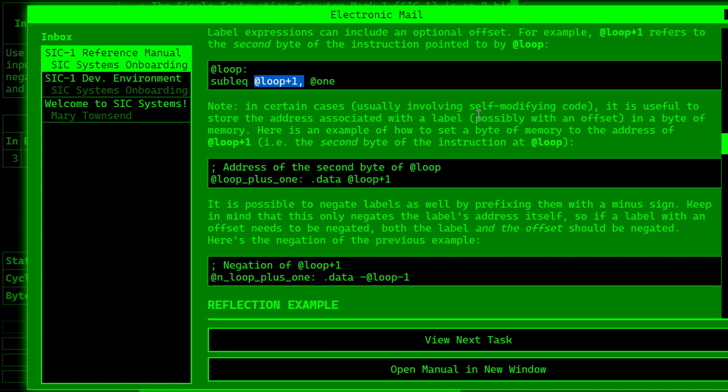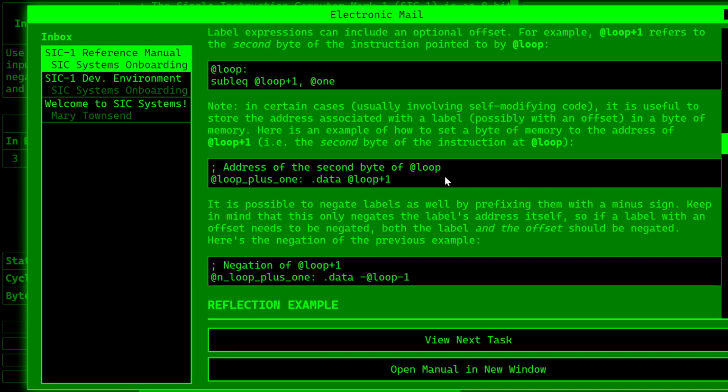Usually involving self-modifying code, it is useful to store the address associated with a label in a byte of memory. Okay, sure. Here's an example of how to set a byte of memory to the address of loop plus 1. But why do we need to do that? Why can't we just write at loop plus 1? Like, why can't we write this wherever we would write this? What's the difference?